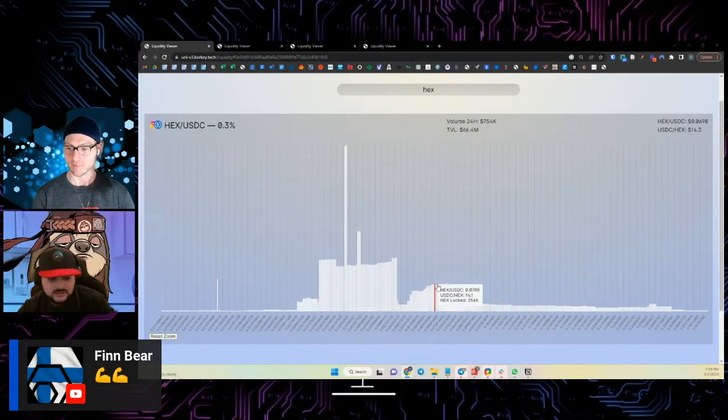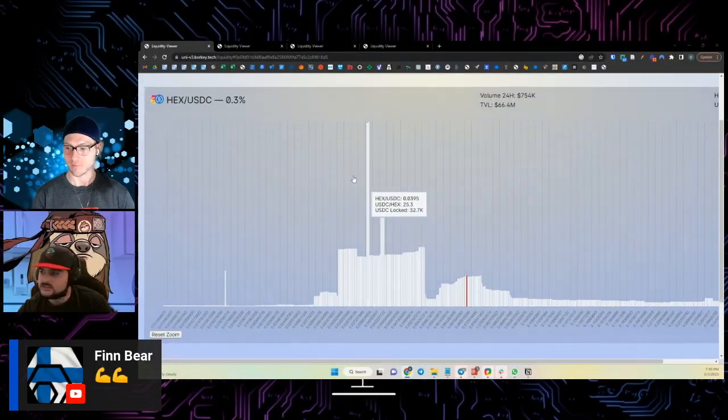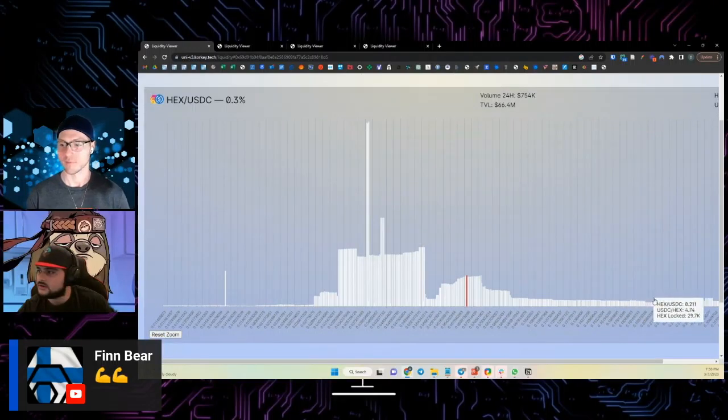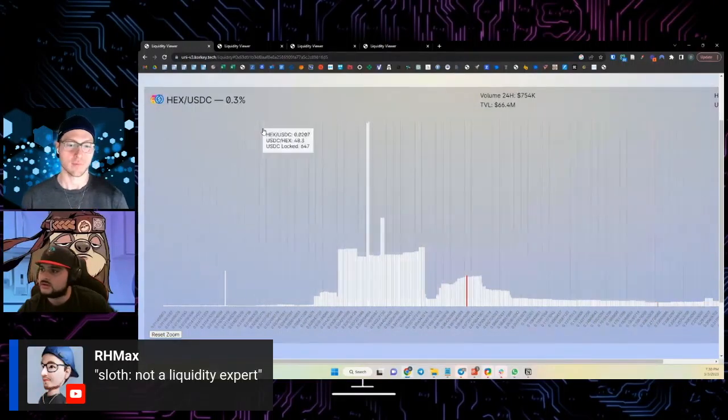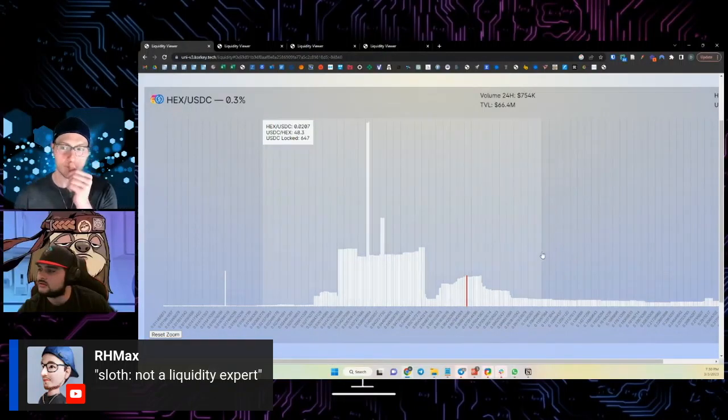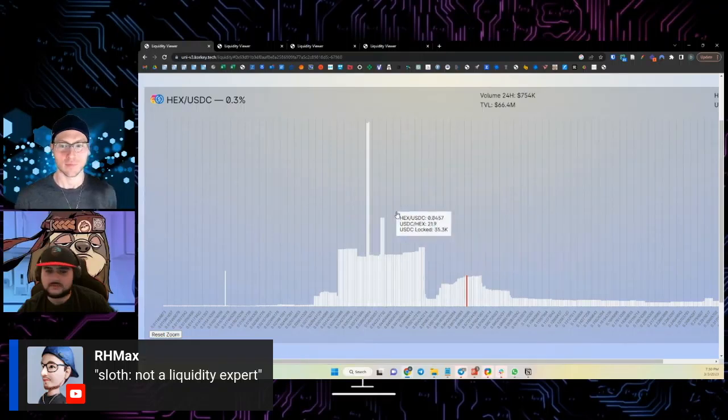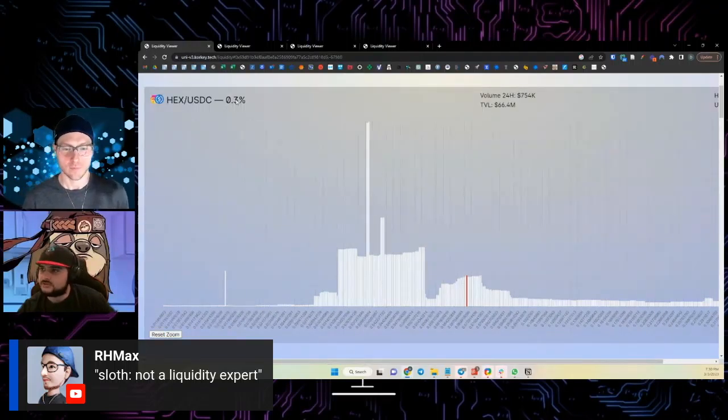Let's see if I can zoom in just a little bit more for you guys to see. Is it not zooming in? Okay, whatever. So this is the 0.3% pair.